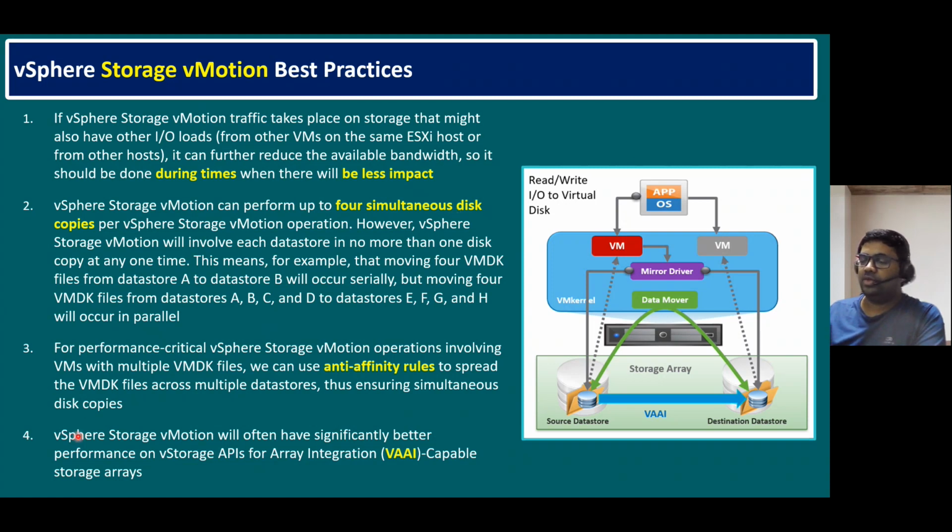Another key point for Storage vMotion is that vSphere Storage vMotion will often have significantly better performance with vSphere APIs for Array Integration, in short form we call it VAAI. This plugin or these drivers must be installed on our storage array. It will help us enhance our Storage vMotion performance. See here in the diagram it is also showing VAAI. Okay, it will significantly enhance performance. This is the high level overview of Storage vMotion best practices.